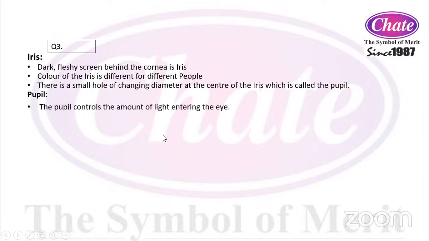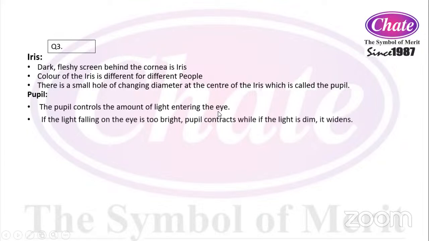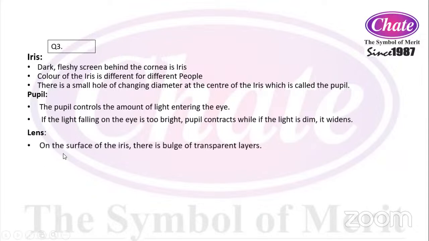So pupil का भी work लिख देंगे. The pupil controls the amount of light entering the eye. Okay, if the light falling on the eye is too bright, pupil contracts, while if the light is dim, it widens. Okay, so ये प्रॉपर्टी है, that means डिम लाइट में हमारी आंखों में जो प्यूपिल्स हैं वो वाइड हो जाएंगे, और ब्राइट लाइट में the pupil will become small. Then lens, we know that we have a bulge of a transparent layer.